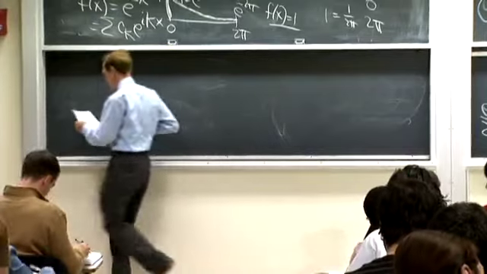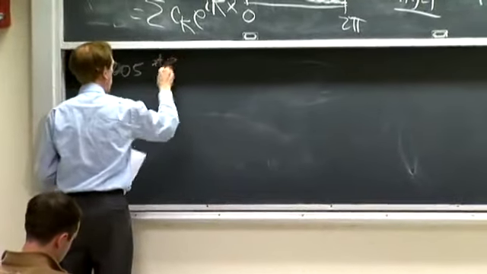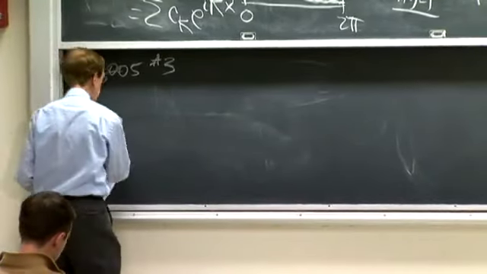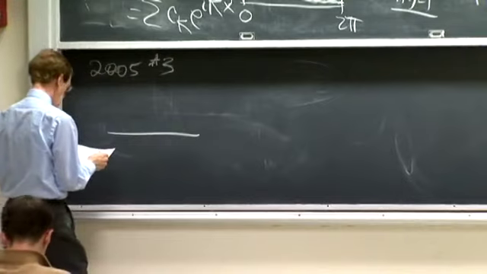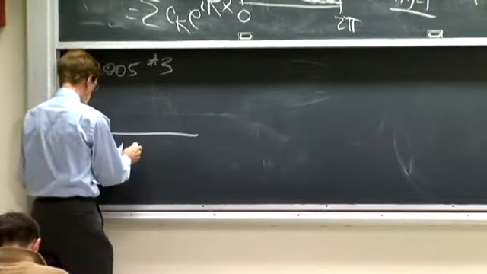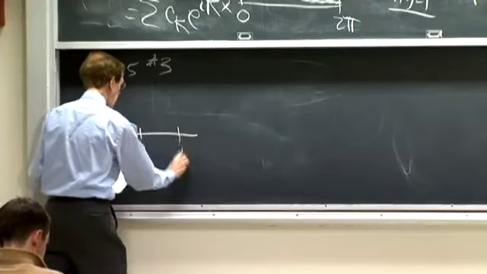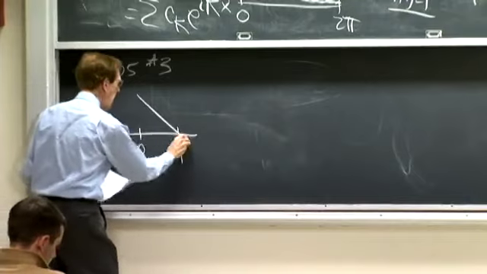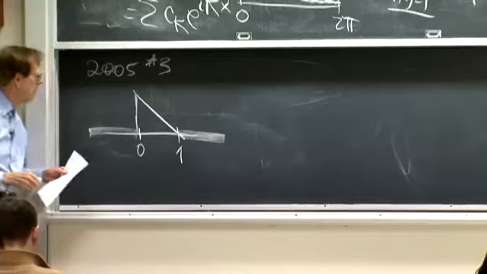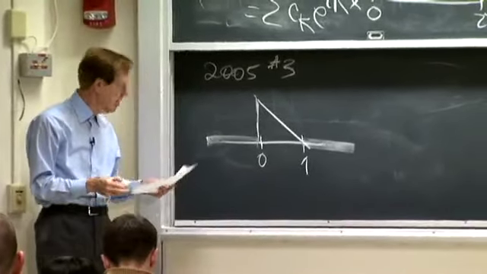So this is 2005, problem 3. It's a half-hat function. This is a Fourier integral because it's on the whole line, and it's half a hat: between 0 and 1 the function is coming down, and otherwise it's 0. Draw its graph. Graph its derivative.